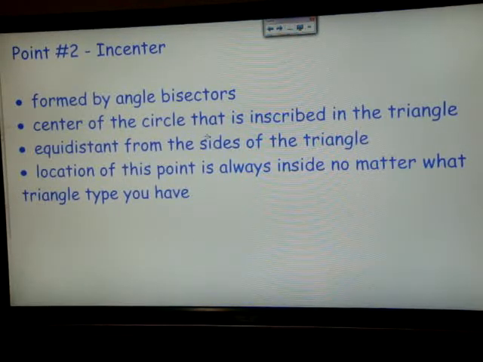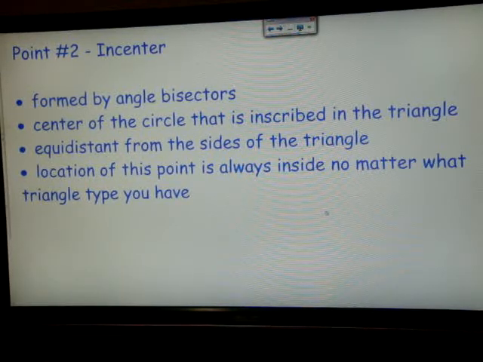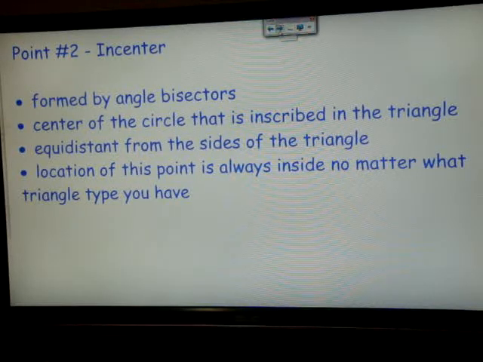The next point we're going to talk about is the incenter. The incenter is formed by the angle bisectors. It's the center of the circle that's inscribed. Remember, circumscribed was around the outside, inscribed means the inside. That point is equidistant from the sides of the triangle, and the location of this point is always inside no matter what triangle you have. The way I remember this: in, center, inside. Very easy. In, center, inside, inscribed. All those words start with in.